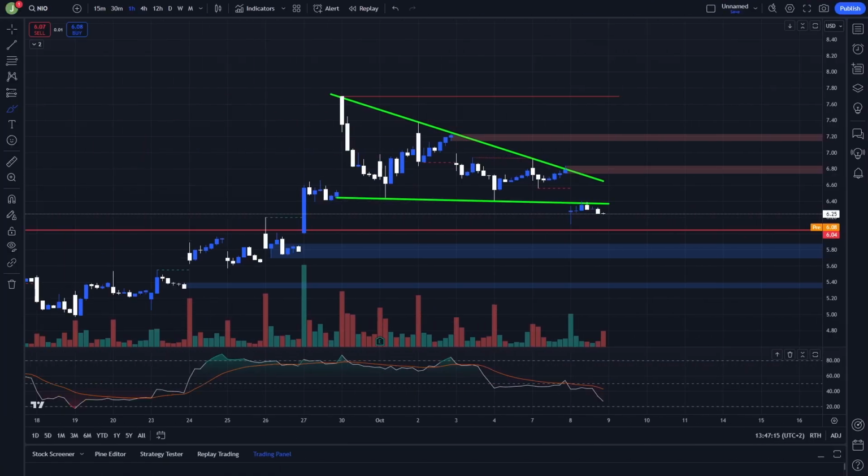Let's start today on the 1 hour chart. As I said in the intro, right now I think there is a pretty high probability that we are about to test this area, which right now is the main support. This order block is between levels 5.87 and 5.70.